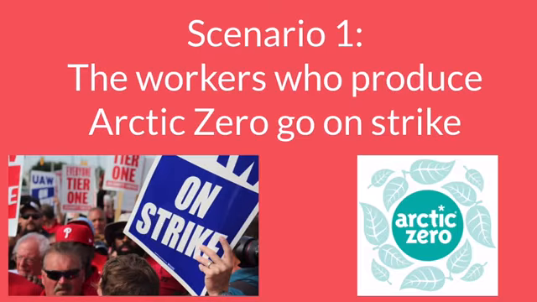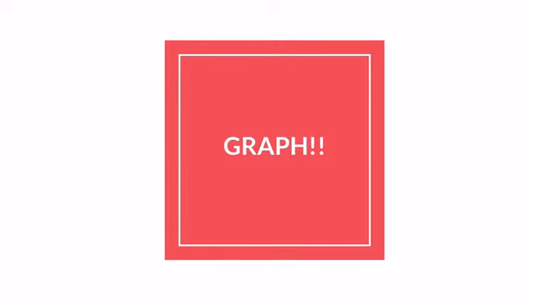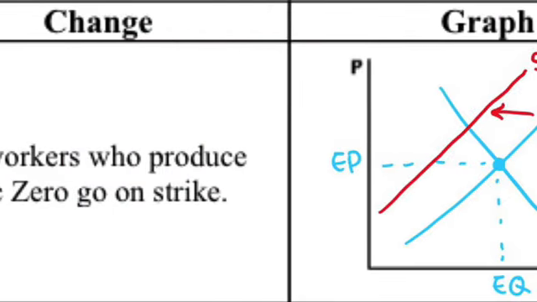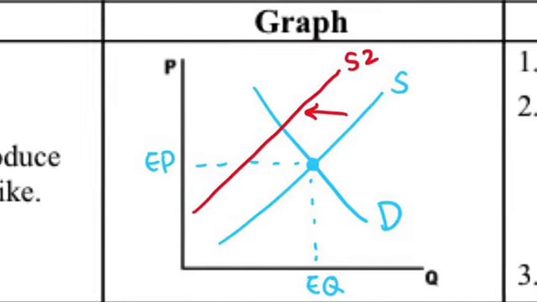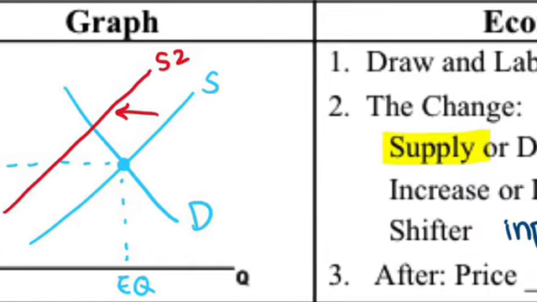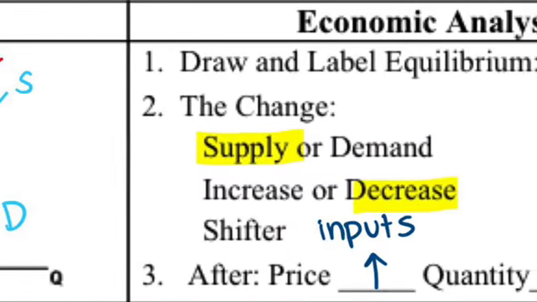First up, we got the workers who produce Arctic Zero going on strike. Which curve will this shift and which way will it shift? Make sure you graph your response now. Did you say that supply would decrease and shift to the left? This is because workers are part of the input in order to create Arctic Zero ice cream.